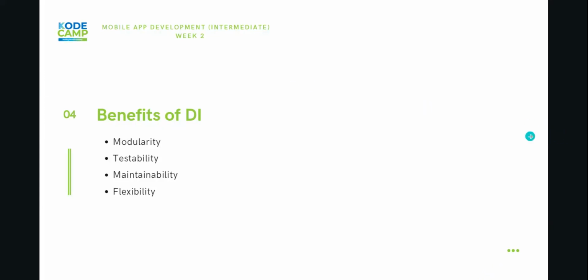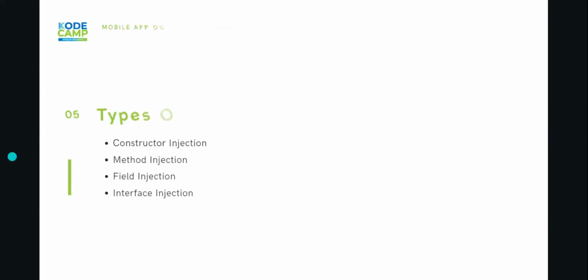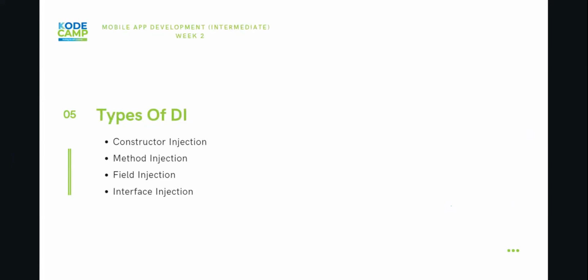Now to the next thing, the types of DI. We have four types. We have the constructor injection. In this particular type, your dependencies are passed to the dependent class, which is the client class, through its constructor. Okay.